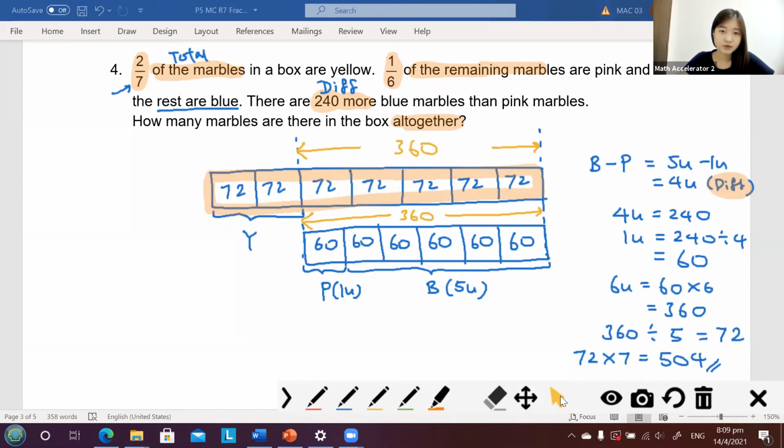Okay, if you did branching and you got it wrong, most likely it's because you didn't label your 240 correctly. It's the difference between blue and pink. Blue minus pink is 4 units. Blue is 5. Pink is 1. 5 minus 1 is 4. Ashraf? Yeah, 5 minus 1 is 4. Your blue, okay, not 5.